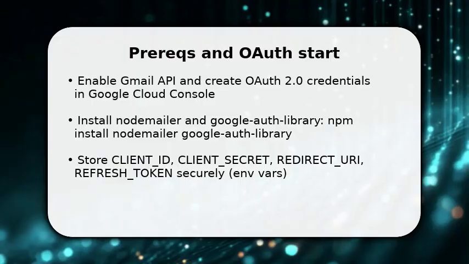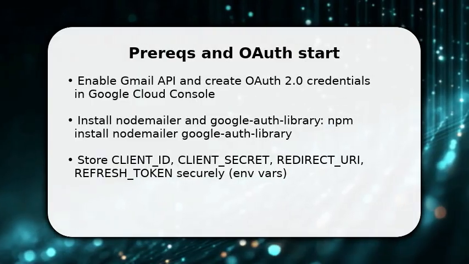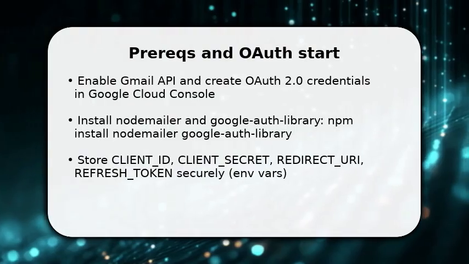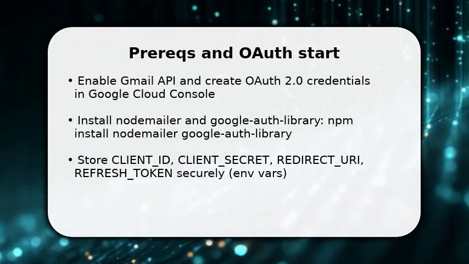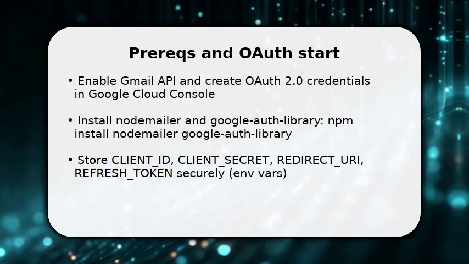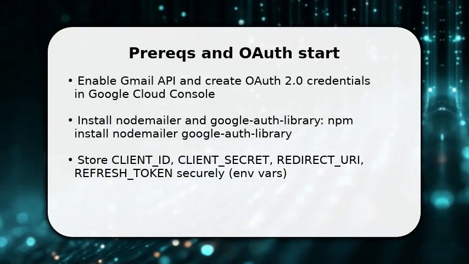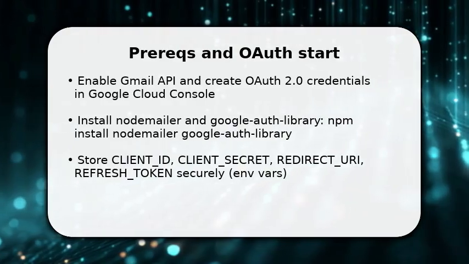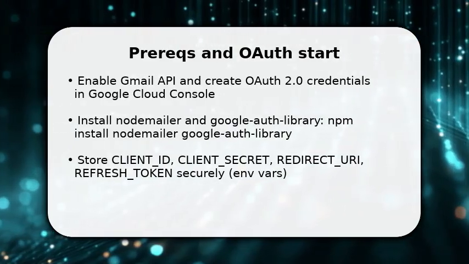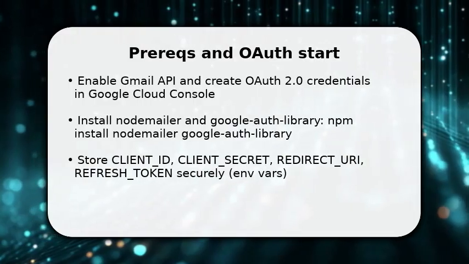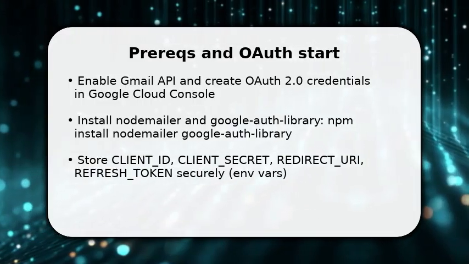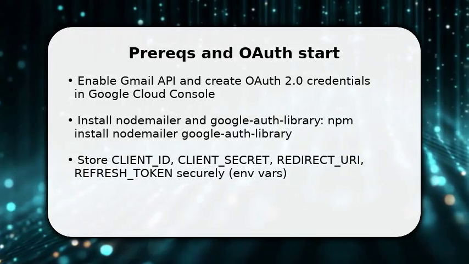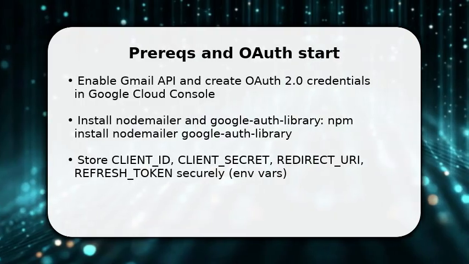Enjoy the video. You begin by preparing credentials and packages. First, create OAuth 2.0 credentials in Google Cloud and grant Gmail API scopes so Nodemailer can send mail. Then, install Nodemailer and the Google Auth library. Once done, generate a refresh token through the OAuth consent flow and export client ID, client secret, redirect URI, and refresh token as environment variables.